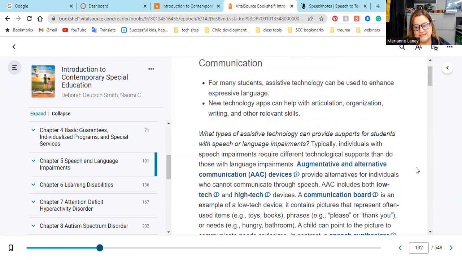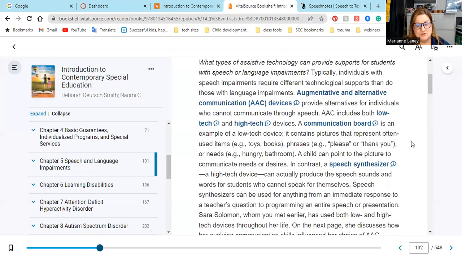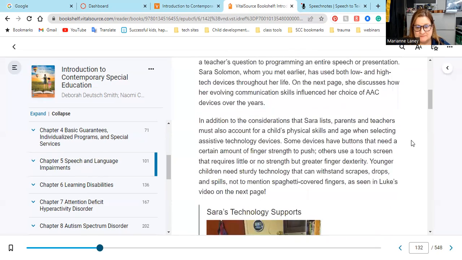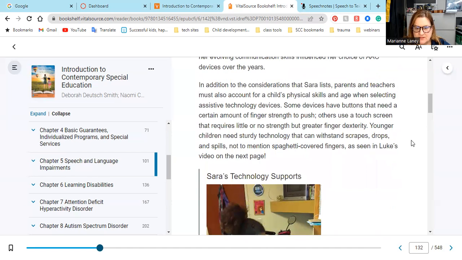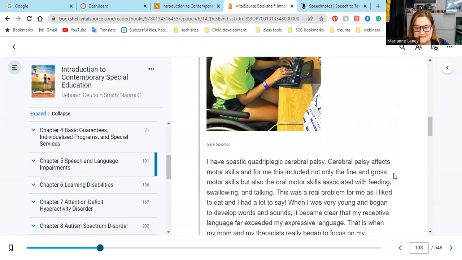We've already talked about AAC devices, and this is actually a specialty in special education where you can be an AAC person, a teacher or a specialist who just works with technology, and you come out and assess a child and see what they need. It could be anything from a special pencil to a special computer, speech synthesizer, anything. Look at that. So she's got some sort of special technology. Younger children need sturdy technology. That's right. Yeah, so different buttons, different things.